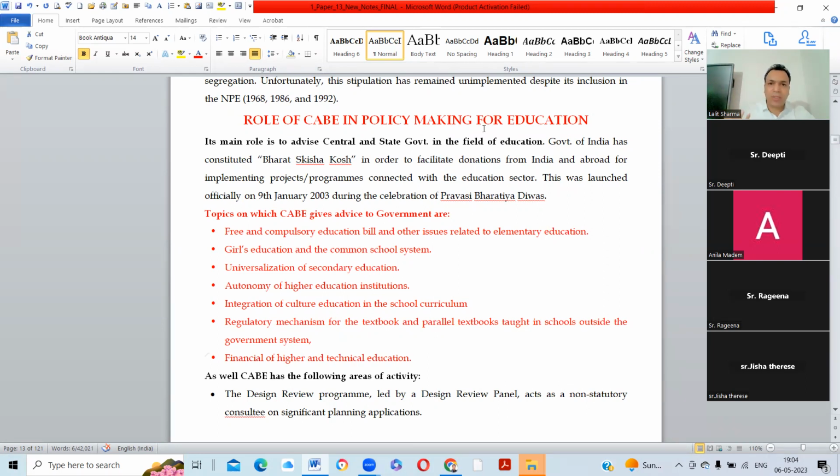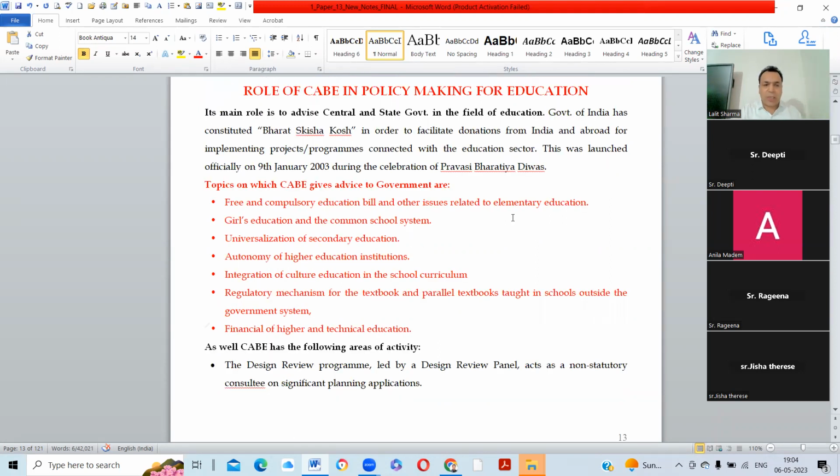Even I have shared the notes with you, right, guys? Just you have to learn and you have to write over there if this question comes, and definitely this question would come, right? Because there are also options out of 4. You have to again attempt 2. So this is the role of a CAB in the policy making for education. What is the role of a CAB? Topics on which CAB gives advice to government.